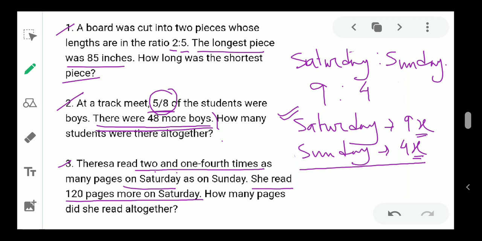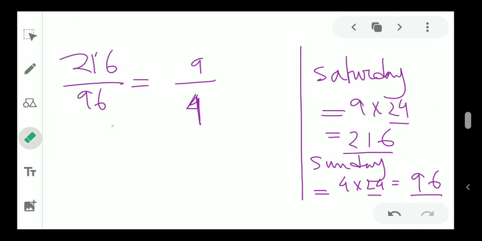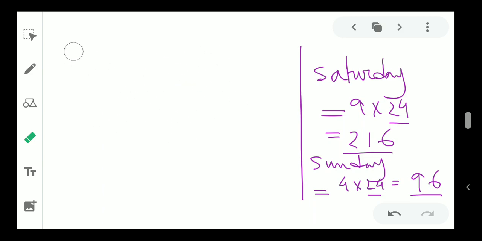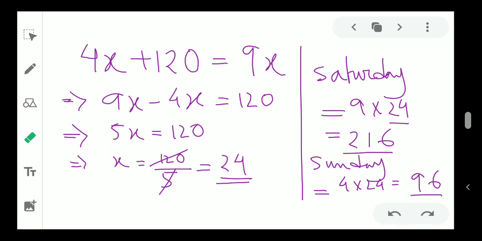Now this math can be done without the help of ratio also, but when you do it with the help of ratio, it is very easy. Otherwise you would have an equation with fractions, something different. But if you use the ratio, it will be much easier.